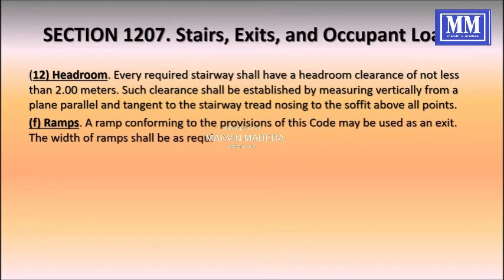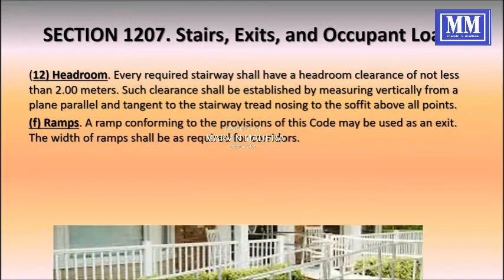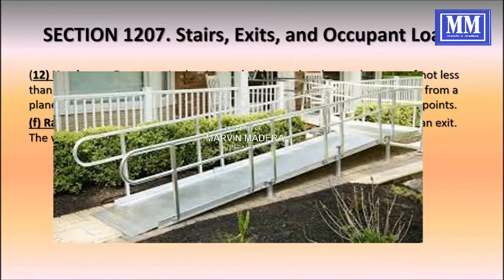Ramps. A ramp conforming to the provisions in this code shall or may be used as an exit. The width of the ramp shall be as required for corridors. So we have here a sample of a ramp. It is quite similar to a stairway, but it doesn't have the rise and run. It has a direct slope from one change in elevation to another.